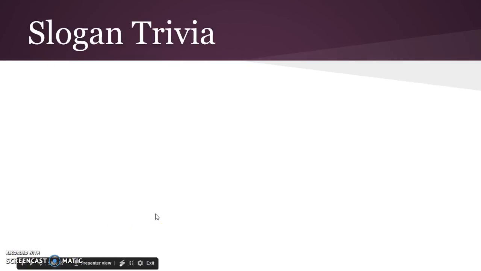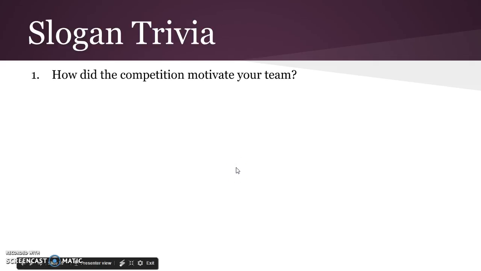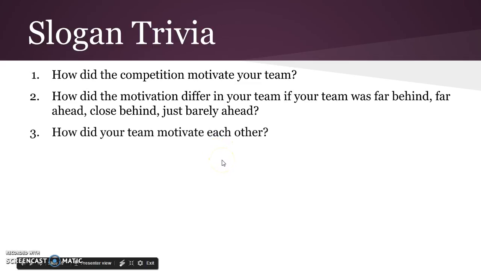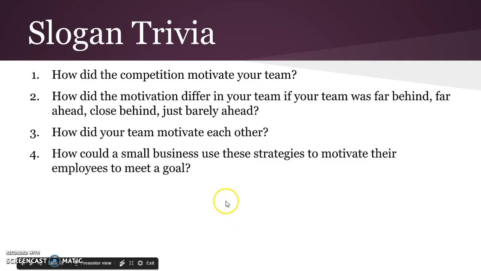Okay, slogan trivia. This slide we are not going to discuss in this presentation lecture. This is something we are going to do as an in-class activity next time that we meet. You're going to take a slogan trivia quiz, and then we will get into groups or individuals. We might do it either way and discuss how the competition motivated your team, as well as how motivation differed in your team if the team was far behind or just barely ahead. How did your team motivate each other? How would a small business use these strategies to motivate their employees? Those are some of the things we are going to look at as a class, as an in-class activity tomorrow. Or I'm sorry, maybe if not tomorrow, the next time that we meet.